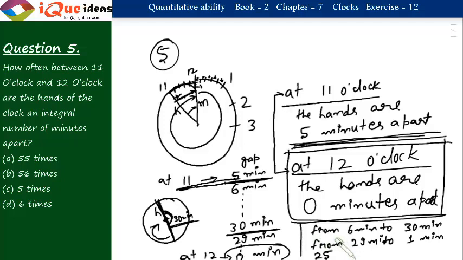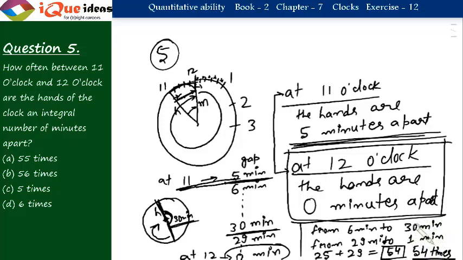It is going to be 25 occasions. And from 29 to 1 in the reverse order, it is going to be 29 occasions. So the total number of occasions will be 25 plus 29, which is 54. So please understand that the answer to the given question is 54 times.